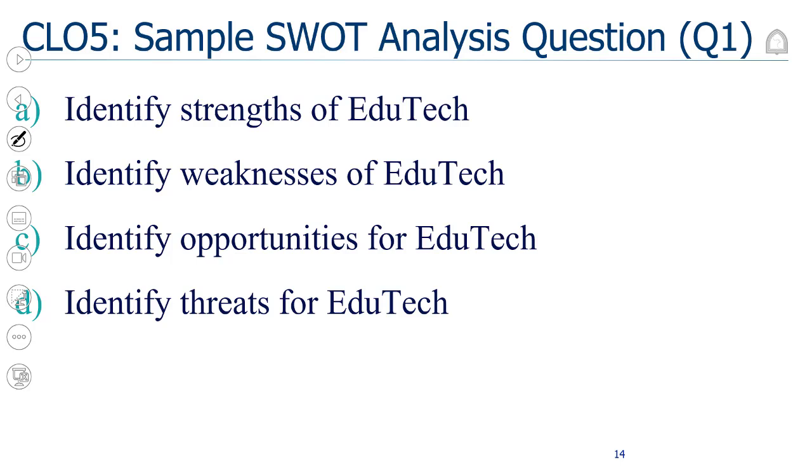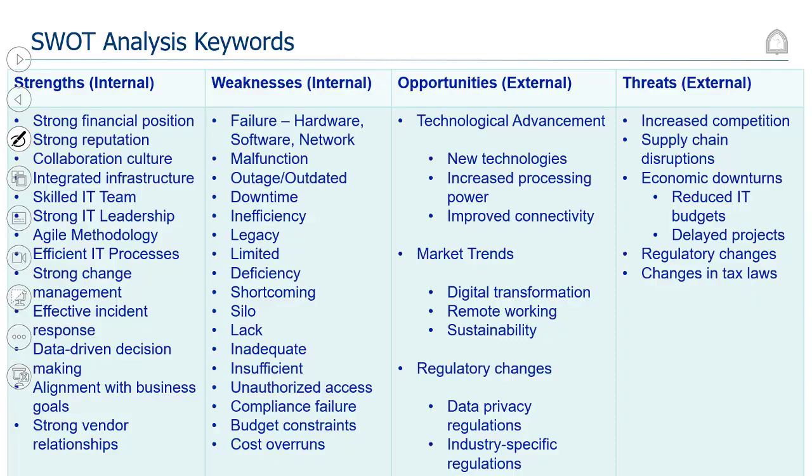And for this case study, it's a long one, but this is a sample question of what you'll get. Identify the strengths of Edu, the weaknesses, opportunities, and whatever. It's very straightforward. What I've done is I've just created a list of some of the keywords to look out for. If you're looking for strength, those are some of the keywords that will often come in. Things like strong financial position, strong reputation, and as Mariam said, these are your strengths. These are internal, okay?